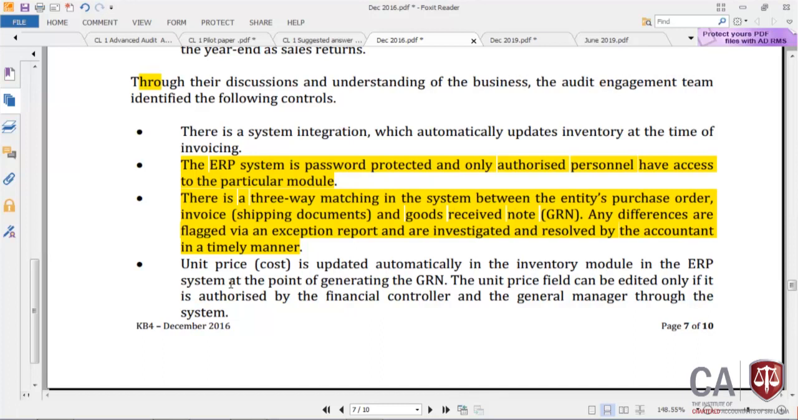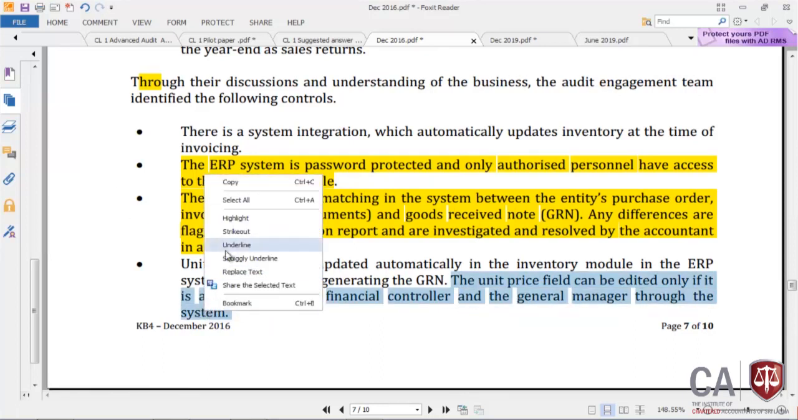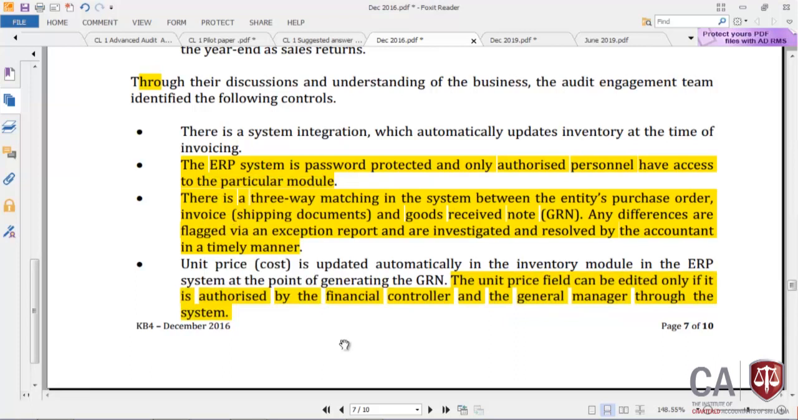In your reading, is this a general control or an application control? In my reading, both will be correct. Unit price editing powers become an application control with regard to the sales system. Similarly, this is done at the ERP level in the software itself, so it could be considered a general control as well. Therefore, it can be written in both places. If you have written it in one of the two places, your answer will be accepted by the examiner, right.